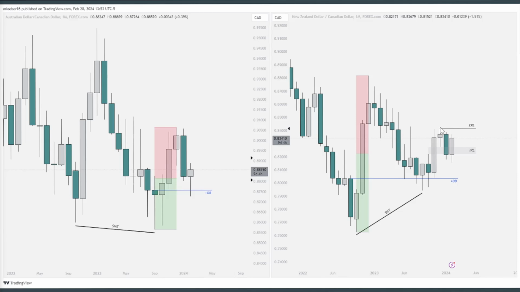So that internal range liquidity that was made here, price traded back into it, and we respected it from both January's month and now going into February, taking out January's low, leaving us for a potential expansion to the external range high from December.